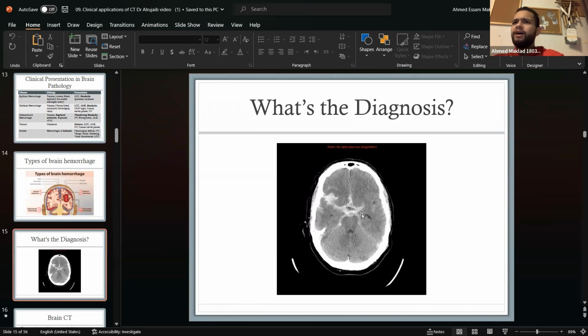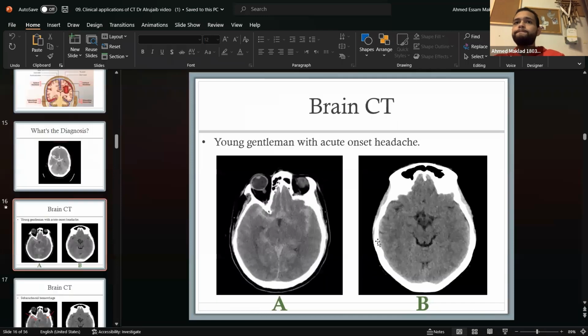These patients will probably tell you, I have a severe headache, this is the worst headache of my life. They might have a decreased level of consciousness. They might have a family history of subarachnoid hemorrhage, because one of the more common causes of subarachnoid hemorrhage is Berry's aneurysm, which could be related to familial diseases.